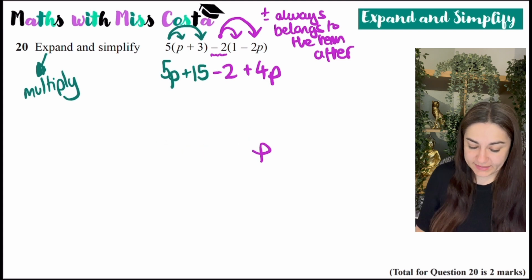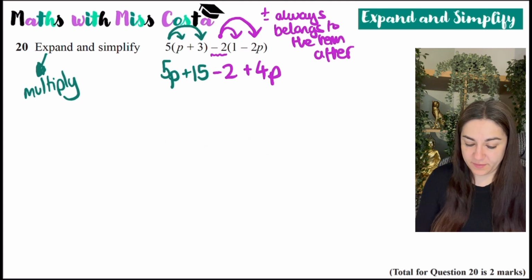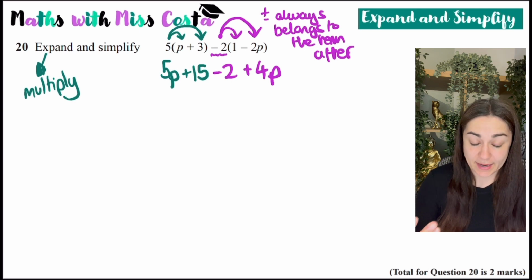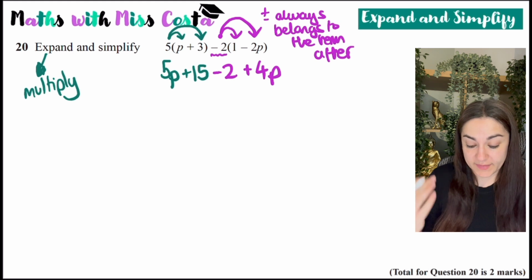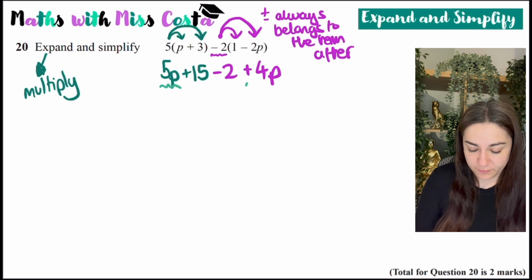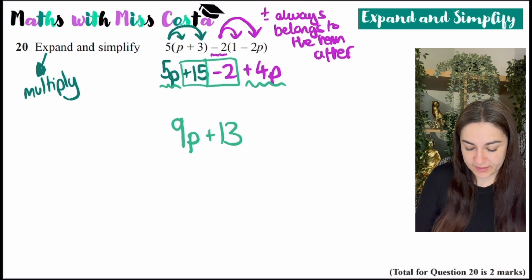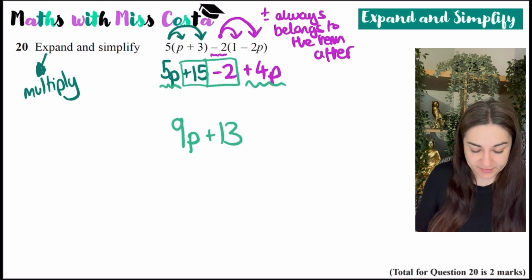So then, once I've expanded this, I can simplify. When I simplify, I can bring together like terms. So anything that is the same letter and the same power, I can bring together. So I've got 5p plus 4p is going to give me 9p. And then I've got 15 take away 2, which is 13. So that's how I'd do that.